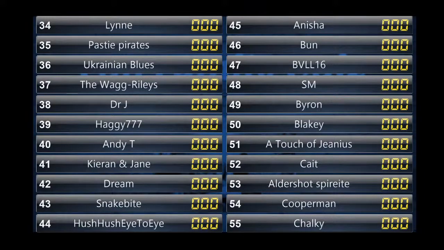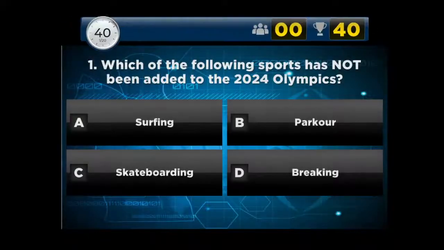So just make sure that you are registered. Press your finger at the top of the screen, and now we'll get underway. Don't forget, answer as quickly as possible. So which of the following sports has not been added to the 2024 Olympics? Is it surfing, parkour, skateboarding, or breaking?